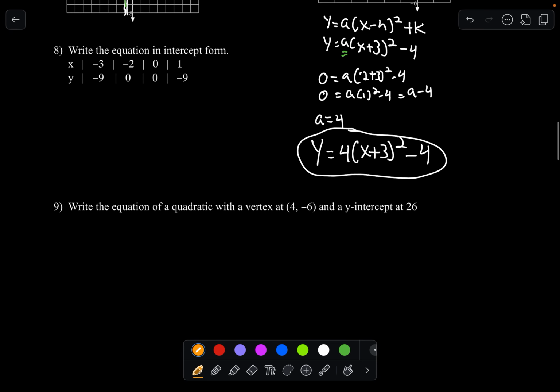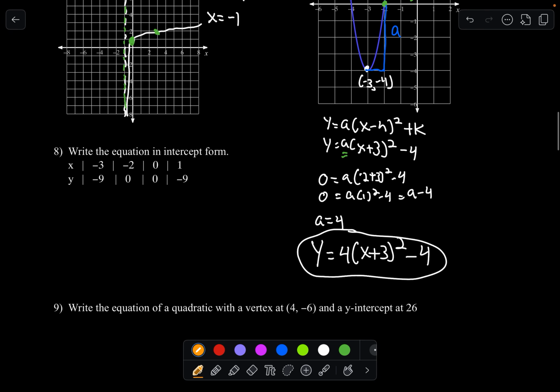notice, I'm going to stop at 10 and then do the second half in a second video. So write the equation in intercept form. Well, intercept form is going to be y equals a times (x minus r1), which is the first root, times (x minus r2), which is the second root. Our roots are what make the output y equal to 0. So these are the two roots. x equals negative 2, that's r1. So r1 would equal negative 2. And r2 will equal 0.